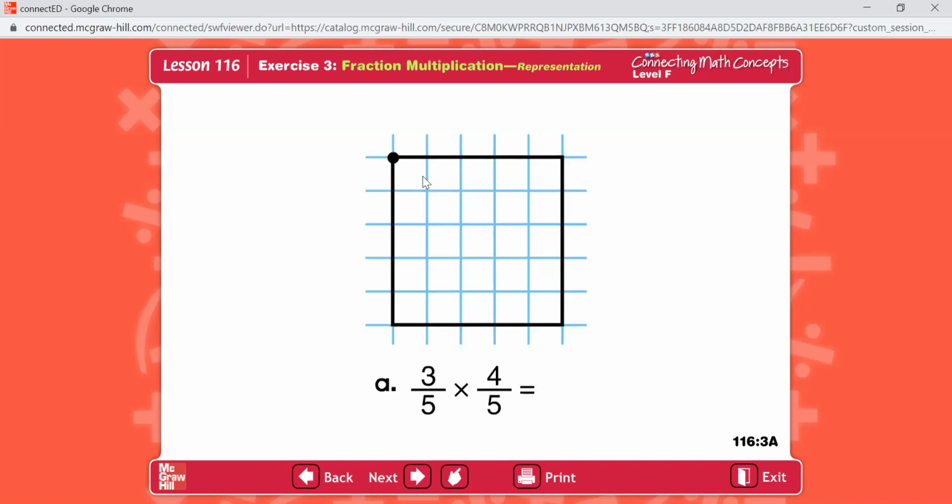Like so. 1, 2, 3, 4, 5 parts on this side. 1, 2, 3, 4, 5 parts on this side. So there's 5 parts on each side here. Now you're going to draw a rectangle inside the square.